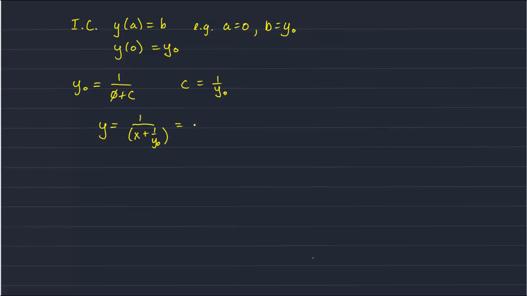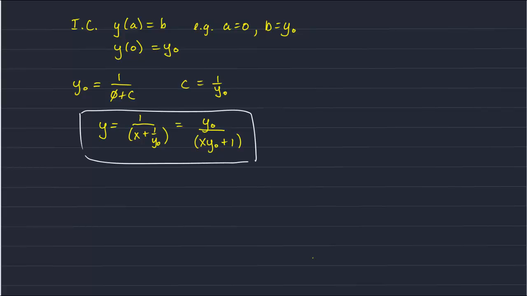And we can write this in a slightly different form, just doing a little bit of algebra: y naught over the sum of x times y naught plus 1. Okay, so that was a relatively simple example. And in this case, again, this was a nonlinear ODE. So let's look at something a bit more interesting. Let's look at a case of population dynamics.